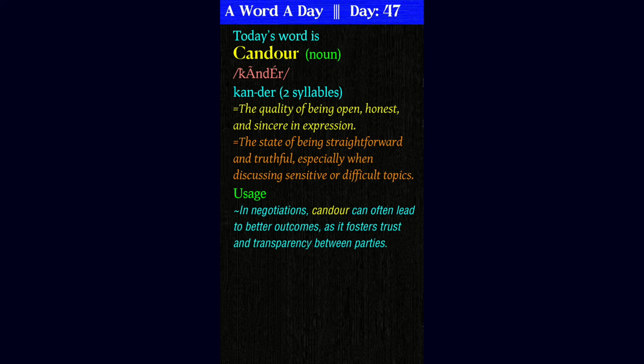Usage. In negotiations, candor can often lead to better outcomes, as it fosters trust and transparency between parties. Liz appreciated Ben's candor during their conversation, as it allowed them to address their concerns openly and honestly.